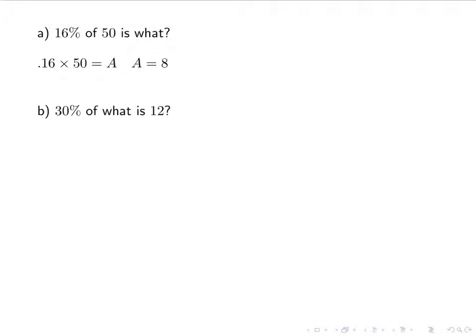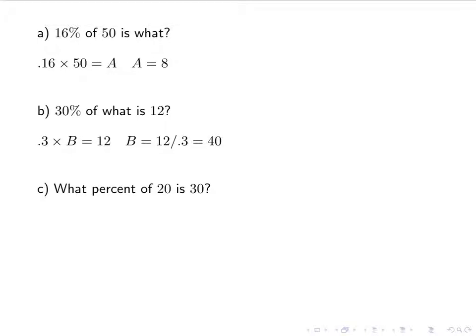Example B, 30% of what is 12? So again, 30% becomes 0.3, of means multiplication, what, the thing we're looking for, is B, is equals, and then 12 is 12. So 0.3 times B equals 12. If I want to get B by itself, I'm going to divide both sides by 0.3, and I get that B is 40.